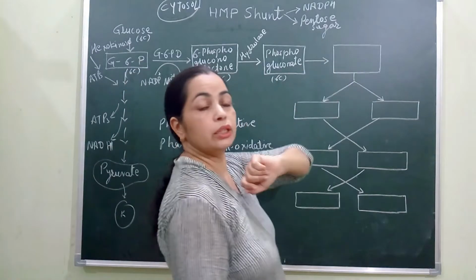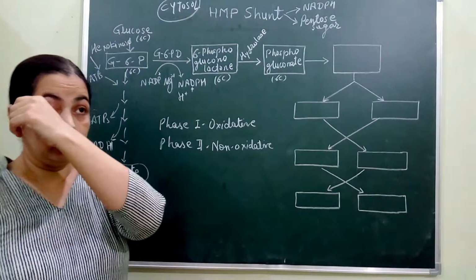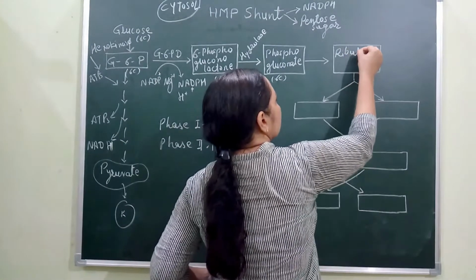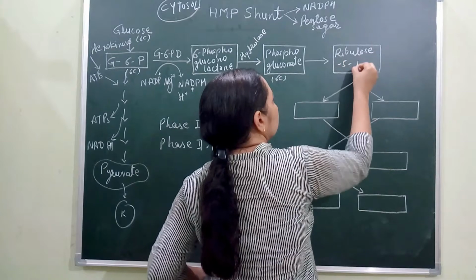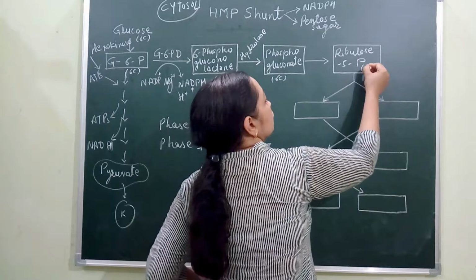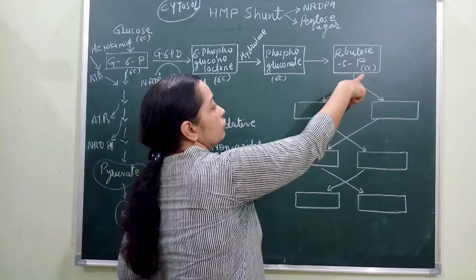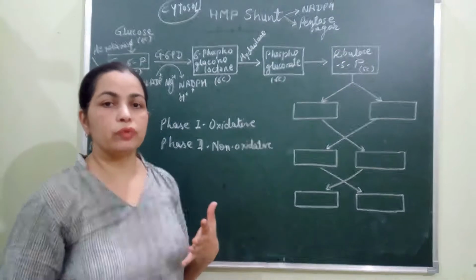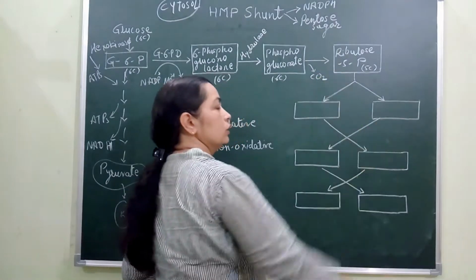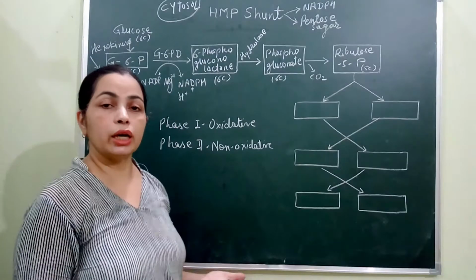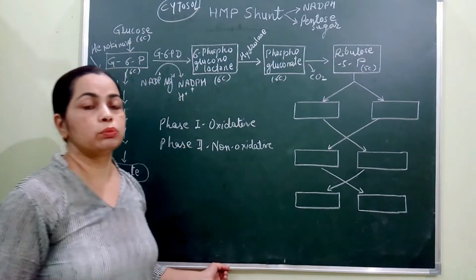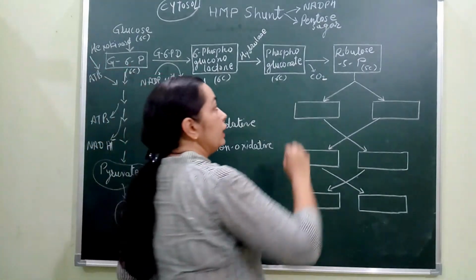It further, in the presence of a dehydrogenase enzyme, leads to formation of ribulose 5-phosphate. Ribulose is a 5-carbon sugar, so it means we have lost 1 carbon. Generally this removal is in the form of carbon dioxide, so there is some decarboxylation involved, and the enzyme involved in this process, as I told you, is phosphogluconate dehydrogenase.